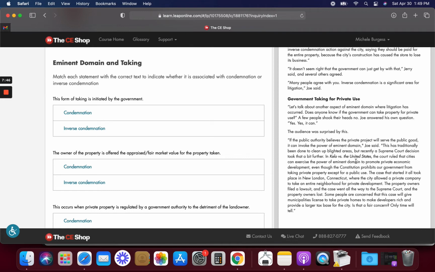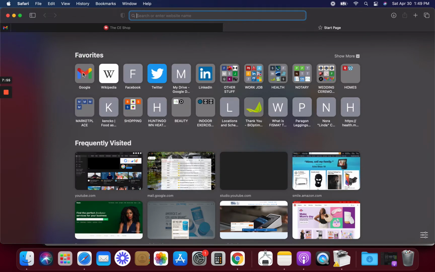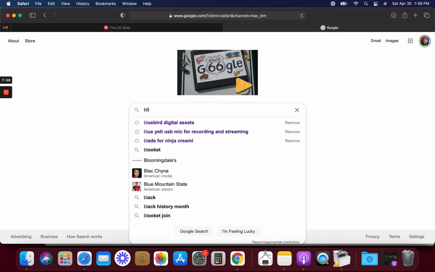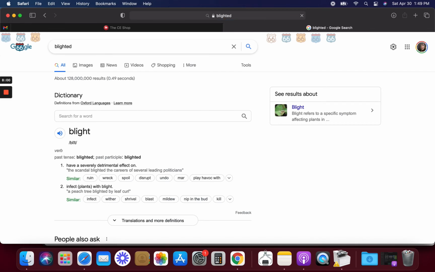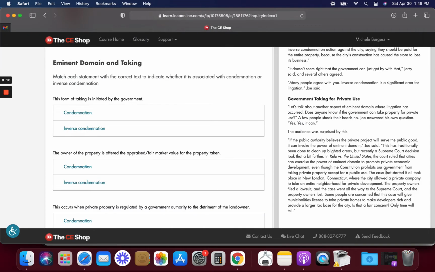I guess blighted means poor areas. I'm not sure. I've never heard that term before. I mean, I guess we can Google it and see what comes up. Blighted. Let's see what that means. Severely detrimental effect. Okay, so bad effect. Blighted areas. It's not a good thing, right? Clean up really bad areas.